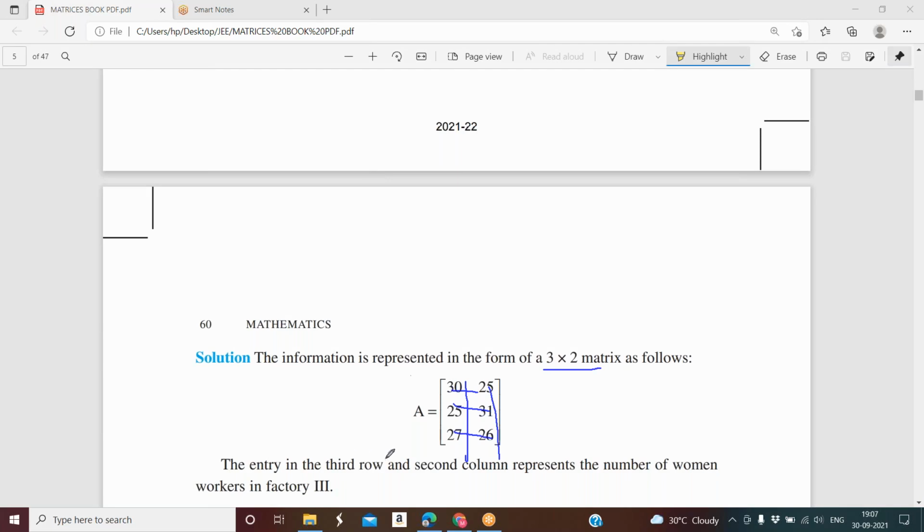So the entry in the third row and second column. The third row is this. This is the second column. The number 26 represents what? The number of women workers working in factory 3. This is factory 1, factory 2 and factory 3. 26 represents the number of women workers working in factory 3. So any information can be represented in the form of a matrix.